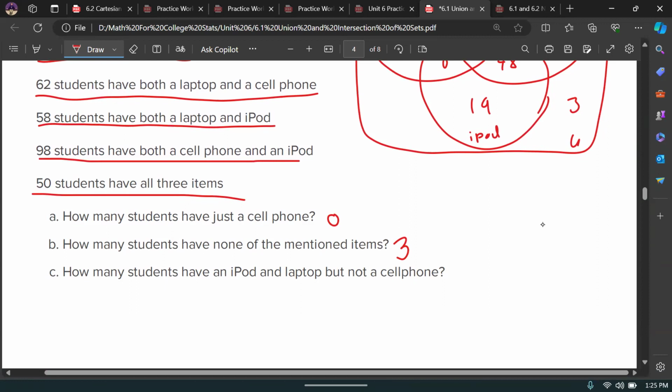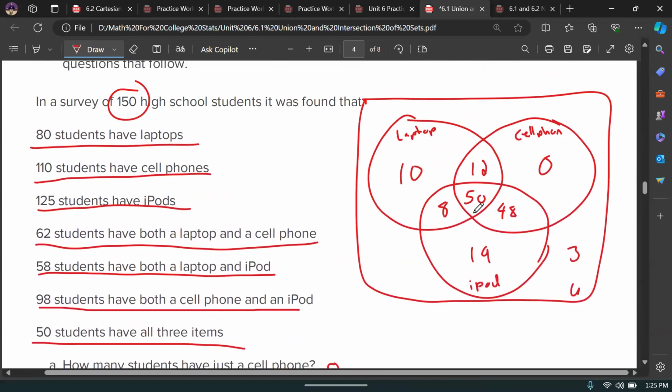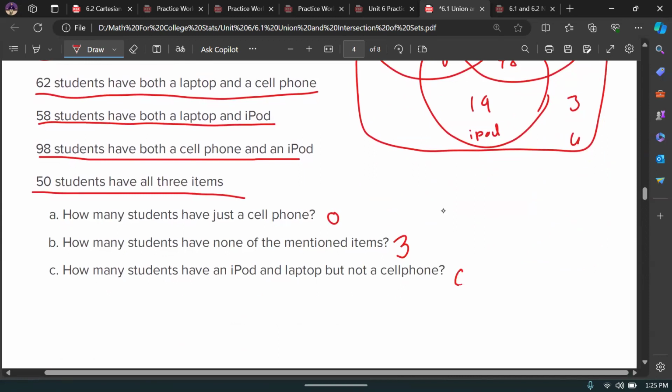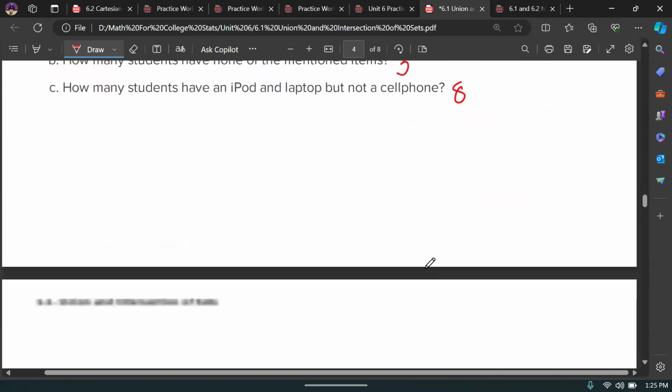How many students have an iPod and laptop, but not a cell phone? So an iPod and a laptop, but not a cell phone is this 8 right here. All right.